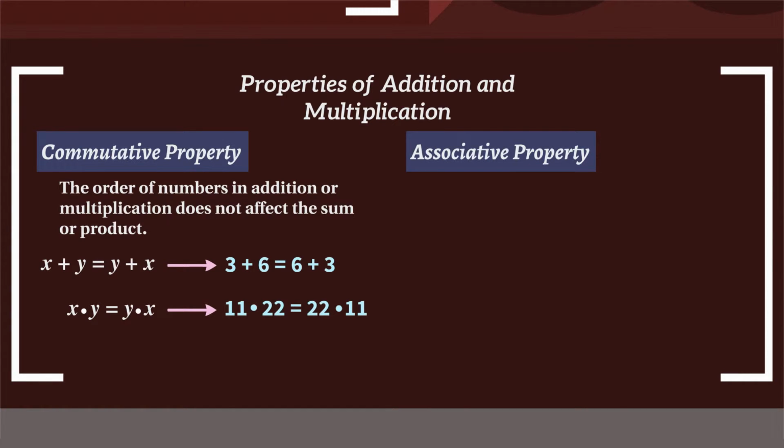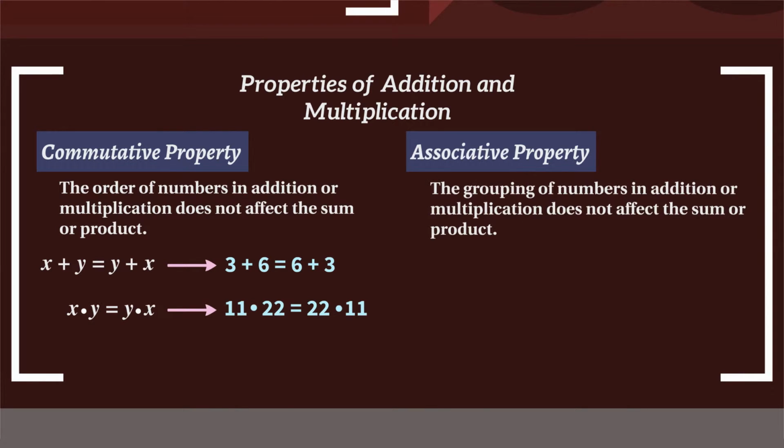This one is the associative property. The associative property states that the grouping of numbers in addition or multiplication does not affect the sum or product. But keep in mind that this applies only if the operations in the expression are all the same. It's either they're all addition or they're all multiplication. Putting it to an equation, it means that the quantity x plus y plus z is equal to x plus the quantity y plus z.